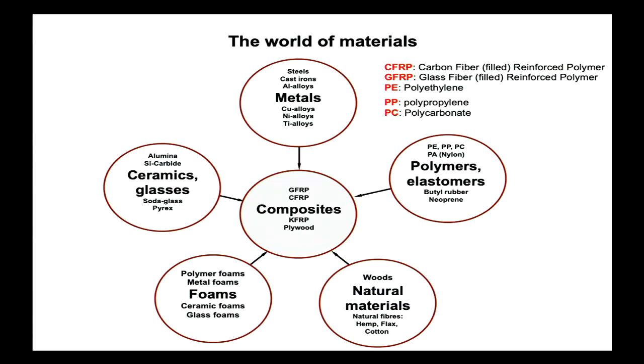A few examples. Up on the screen now is just a mud map or concept map of the world of materials. Metals, ceramics and glasses, foams, natural materials, fibre, wool, hemp, cotton, wood, polymers and elastomers. And to be blunt, a composite can be any combination of those things. A composite doesn't have to just be some kind of polymer with carbon fibres or glass fibres. You can have a composite of steel and aluminium powder if you want. And with the rise of 3D printing and metal 3D printing, I predict that that'll become more of a thing into the future.